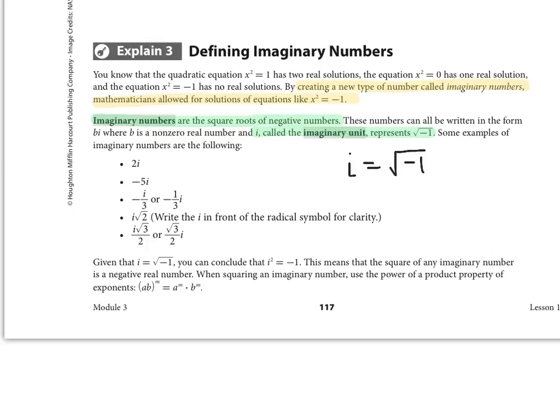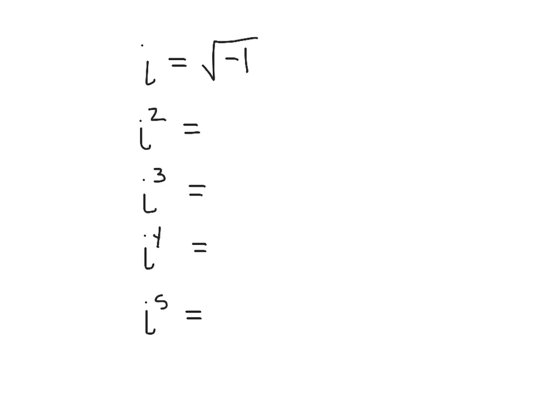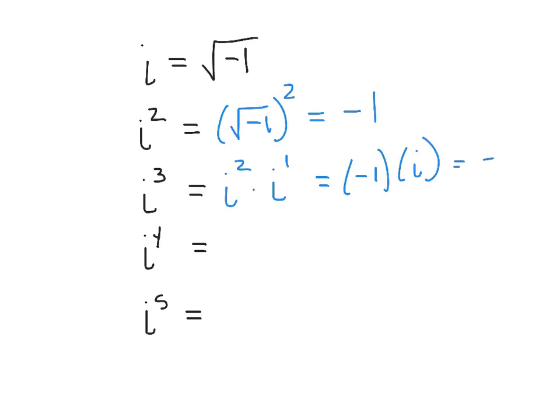Next, we're going to look at squaring an imaginary number. So let's start with i is equal to the square root of negative 1. If we take i to the second power, that's the same thing as squaring the square root of negative 1, which gives us negative 1 as our answer. Let's look at i to the third. We can rewrite that as i to the second times i to the first. Now i to the second we just said was equal to negative 1, times i is simply negative i. i to the fourth, let's rewrite that as i to the second times i to the second. That is simply negative 1 times negative 1, which gives us a positive 1.